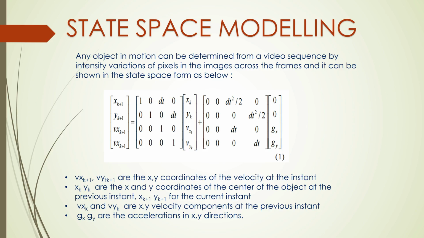Now, what is state space modeling? Any object in motion can be determined from a video sequence by intensity variations of pixels in the images across the frames, and it can be shown in the state space form as below. This is basically a matrix representation of the state space modeling, where vx(k+1) and vy(k+1) are the x and y coordinates of the velocity at the instant, and vxk and vyk are the velocities at the previous instant. Similarly, xk and yk are the x and y coordinates of the center of the object to be tracked at the previous instant, and x(k+1) and y(k+1) are for the current instant. gx and gy are the accelerations in the x and y directions.